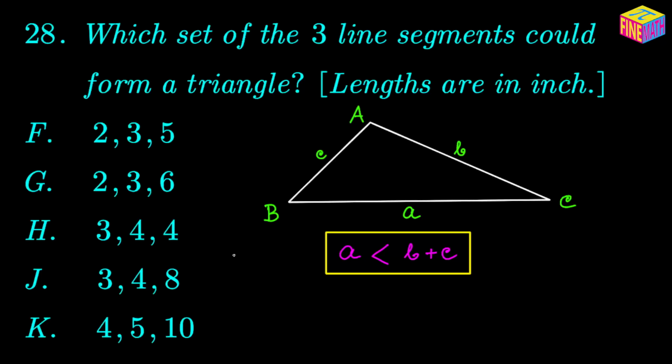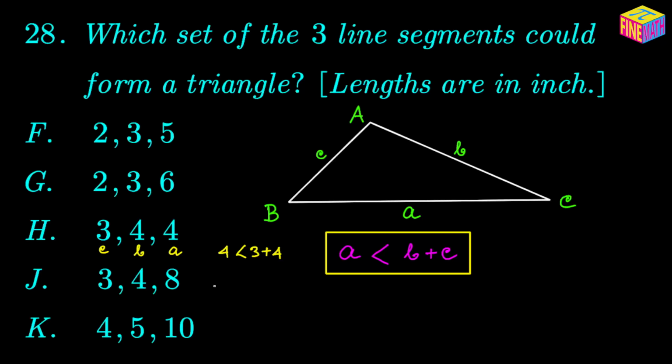Okay, how about the third option, which is option H? We have three line segments which are 3, 4 and 4 units. If we assume that the largest side is 4, then how about the sum of the other two? The sum of the other two is 3 plus 4, that is 7, and 4 is less than 7. So this will work. If 4 is A, and this is B, and this is C, then A is less than B plus C, because 4 is definitely less than 3 plus 4. So these line segments can form a triangle, and that is the correct answer.